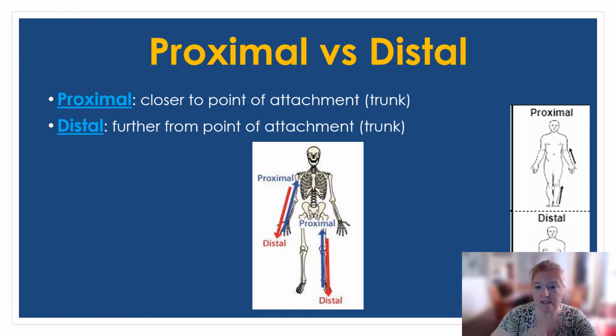The interesting thing about these two terms is we can only use them on limbs, so arms and legs, and only when we're talking about the same arm and the same leg. So I could say this finger is distal from this shoulder, okay? So distal and then proximal. So as we move closer to where the limb attaches to the trunk, we call it proximal. As we move further away from where the limb attaches to the trunk, we call it distal. Distal, proximal. Distal, proximal.